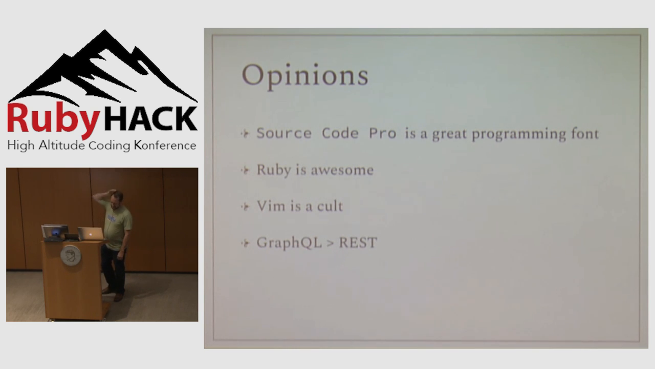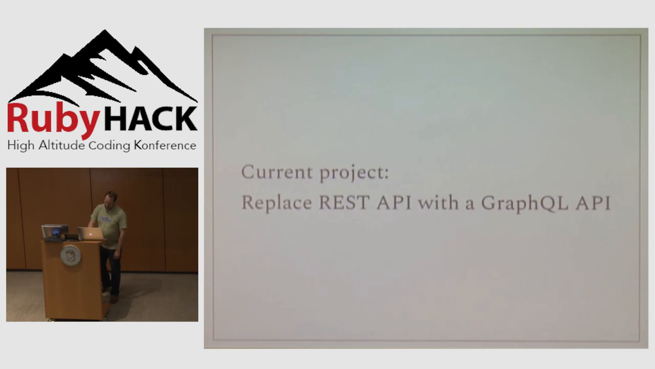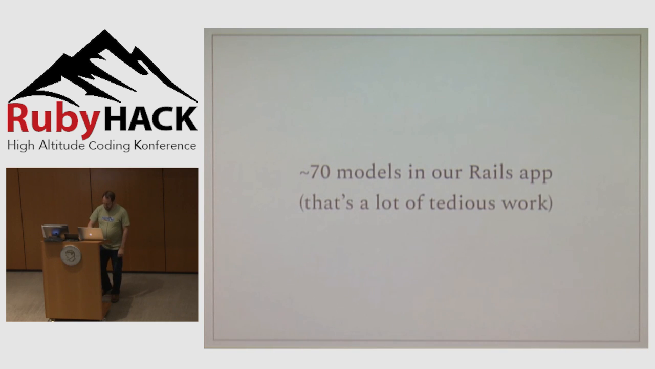As you can see, last on the list, my most recent opinion is that I really like GraphQL a lot more than REST, which works out nice, because currently at work, I'm replacing our REST API with a GraphQL API. So if you were to look at our code base, I think we've got roughly 70 models, and that could be a lot of tedious work, right?